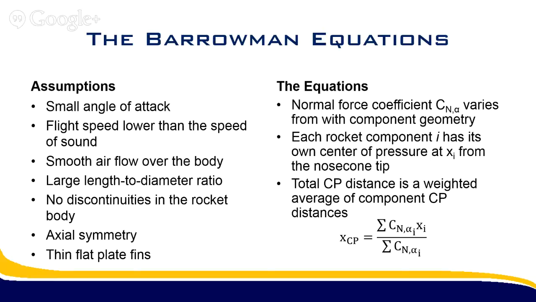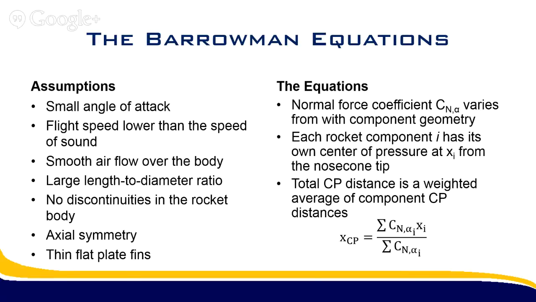We also assume that the rocket is axially symmetric. If it's not, then we start bringing the CP to strange places. And we also assume that the fins are thin, flat plates. Similar things could be assumed with tube fins. There's ways to approximate that, but we don't assume that they're large objects that take up significant amounts of space in 3 dimensions.